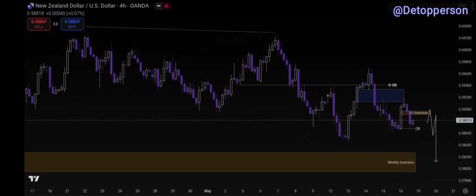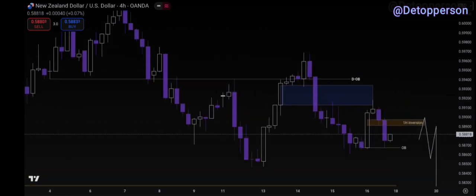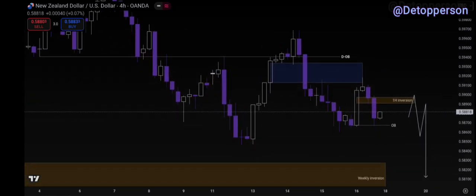Let me just put it like this. Yeah, so this is it. So guys, that's my observation and my bias and my analysis on NZD USD and then AUD USD.